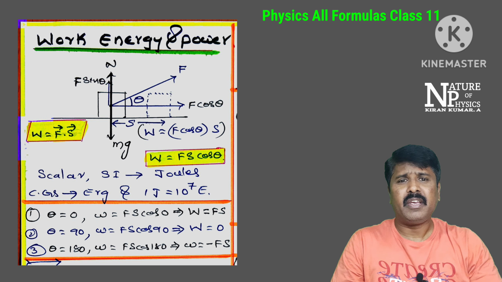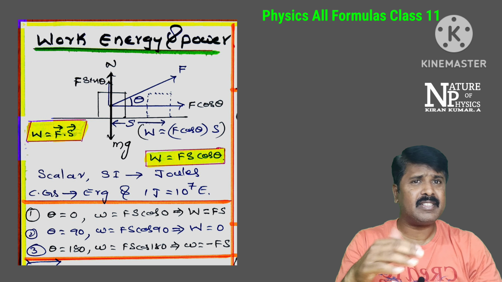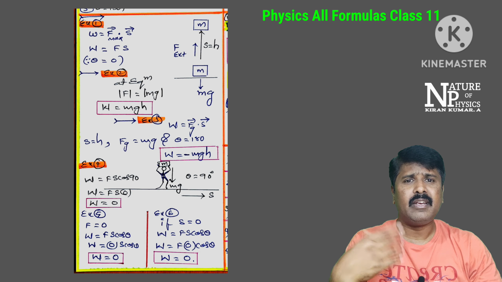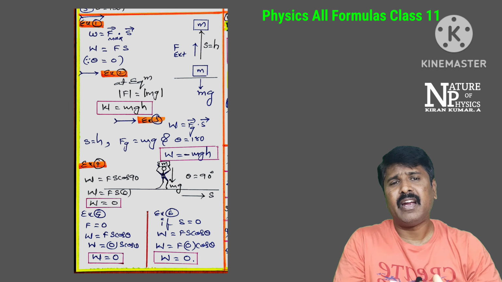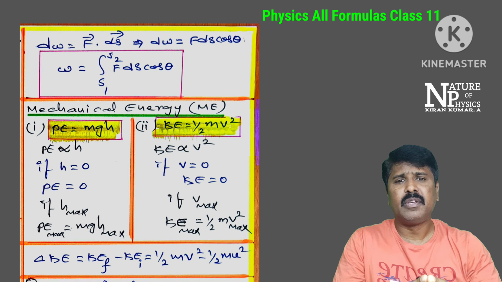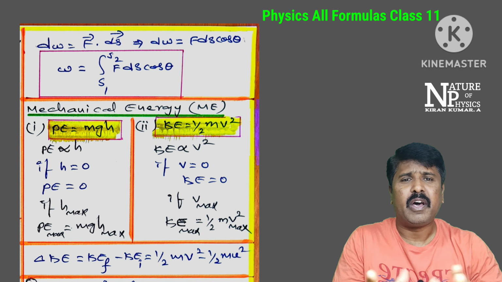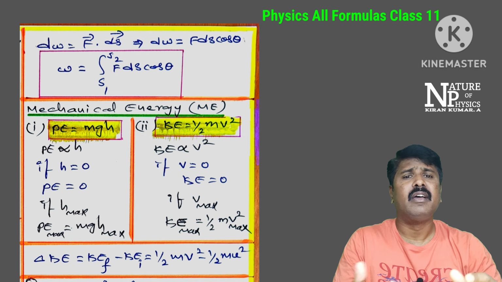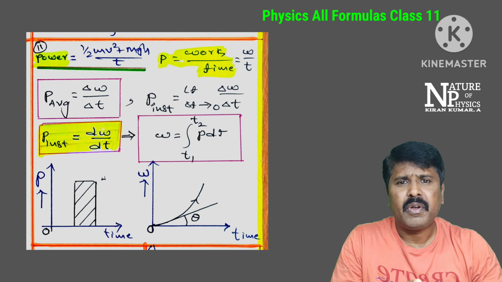Okay, work applications, work formula, work diagram, units, and also different cases. So that theta 0, theta 90, theta 180 cases, and also a body is lifted certain height, there work done by the potential energy. Okay, and work done 0 also I gave you, and also potential energy, kinetic energy formulas I gave you, student, and conditions also I gave you, student. And there is a power formulas.